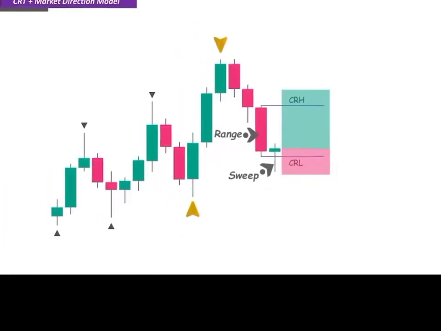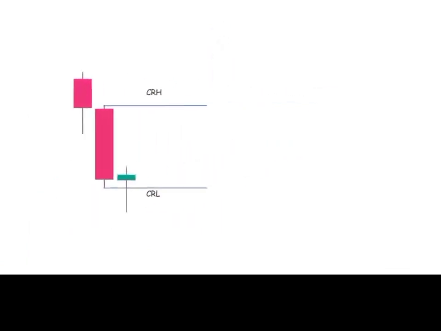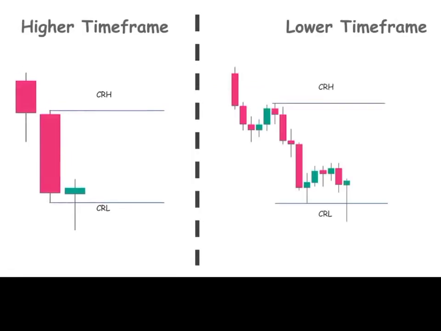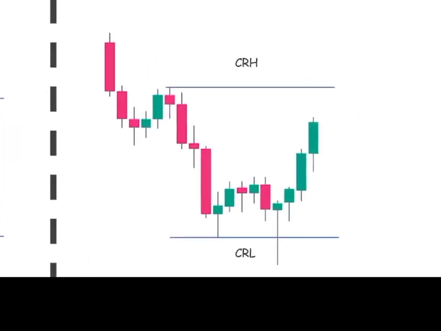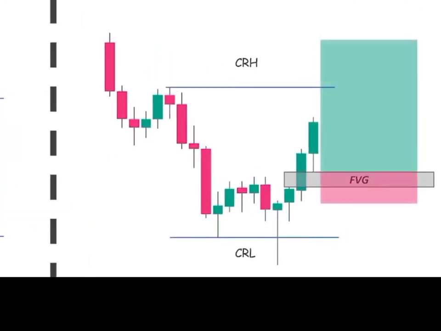We can zoom into a lower time frame to find a more accurate entry. For example, if we are on the 1-hour chart, we can go down to the 5-minute or 15-minute chart. On the lower time frame, we can see more details. In this strategy, we use the fair value gaps that appear after the sweep as our entry zone. So all we need to do is wait for a fair value gap to form, and then place our buy order at that level. We put the stop loss below the gap.